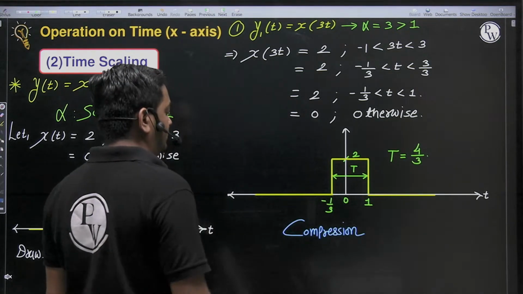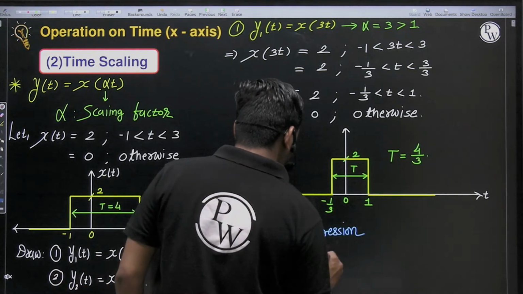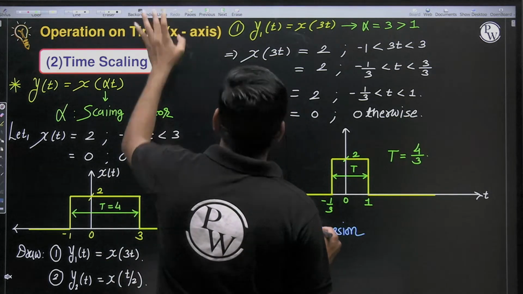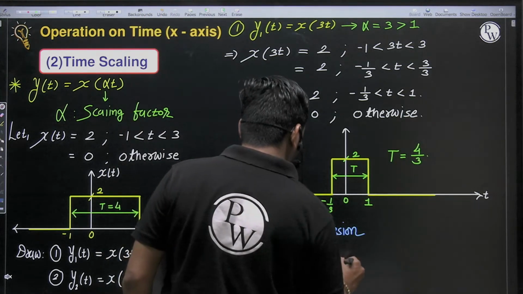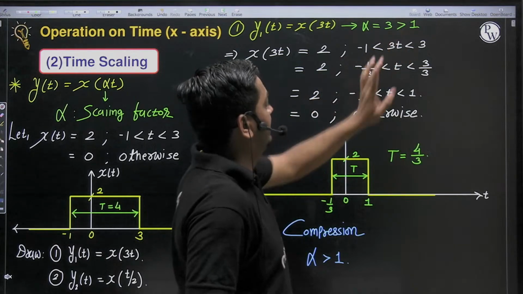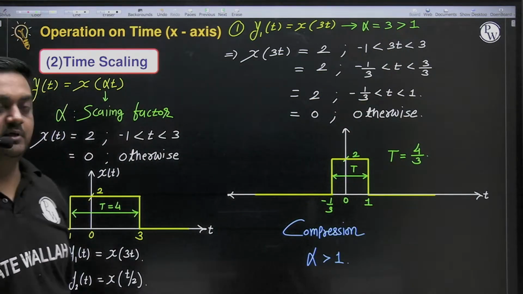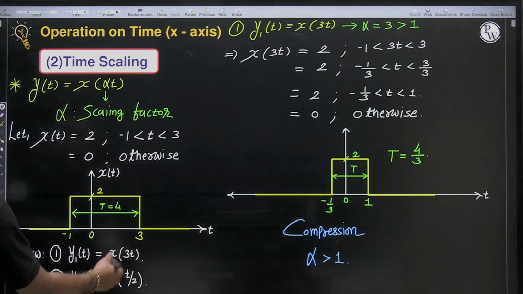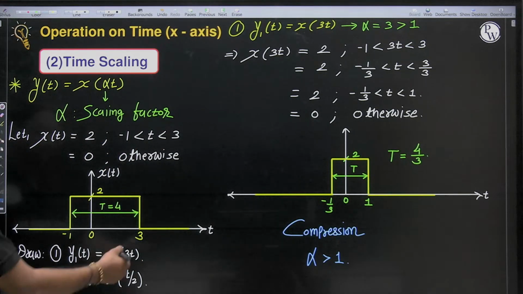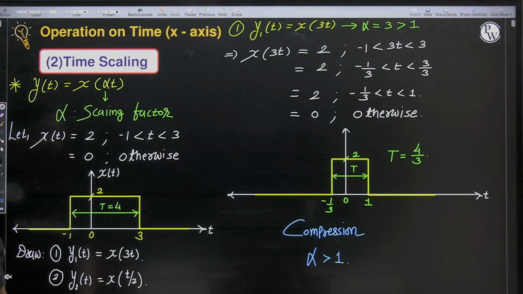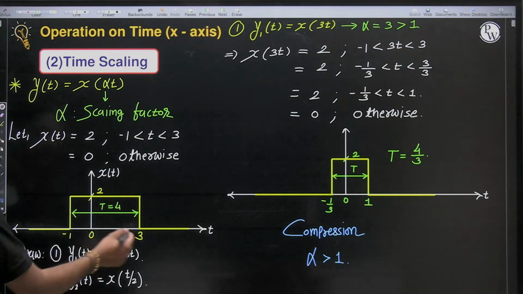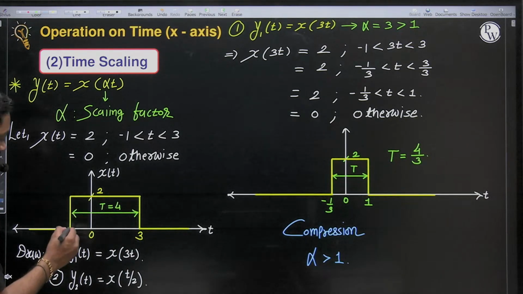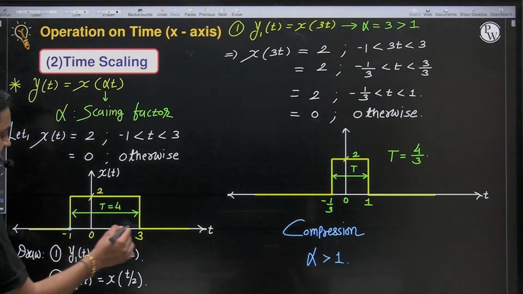Okay, compression. So the scaling factor here is greater than 1. Whenever the scaling factor is greater than 1, then compression, guys. Compression means signal width decreases, so you have to divide by 3. See, x of 3t means compression. See, minus 1 by 3 and here 3 by 3, guys. So you have to do the division, correct?